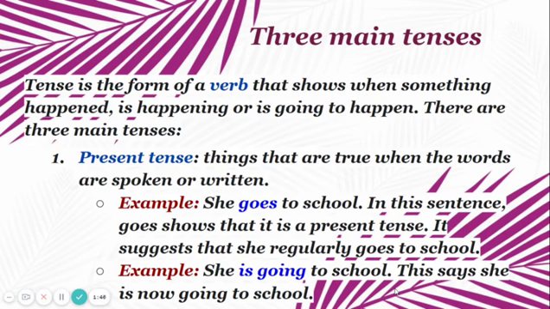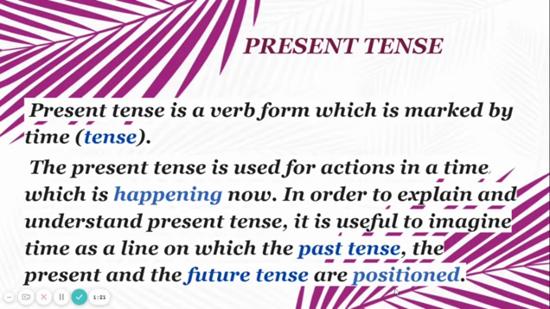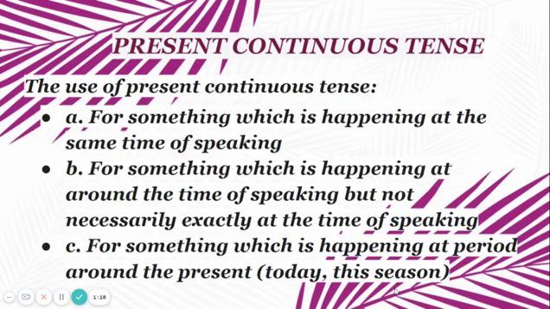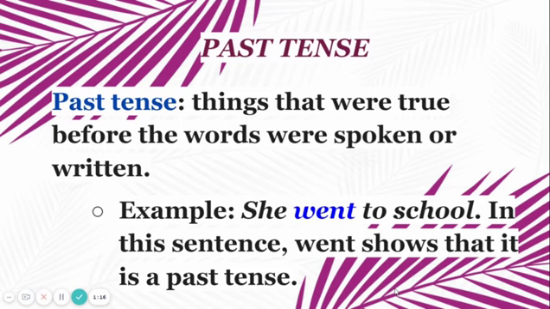So, for the present tense, we can see the example, she goes to school. Or she is going to school. Both the word going and the word goes denote the thing that is happening in the present situation. So, it is called present tense. Next, we can see its parts: present continuous tense, present simple tense and present perfect tense. Okay. In the next video, we can see in depth about it.